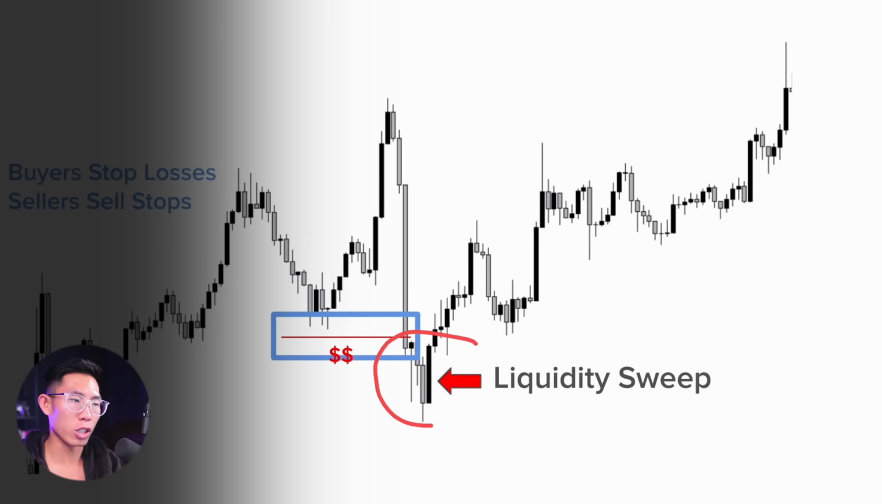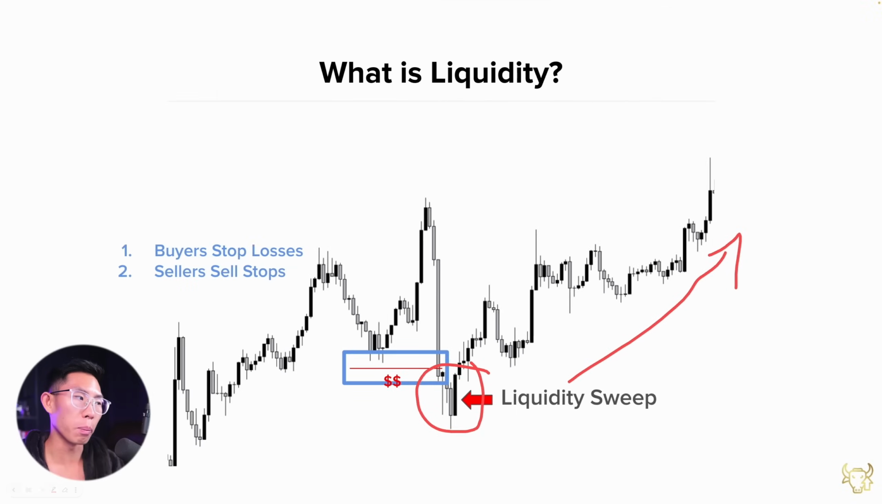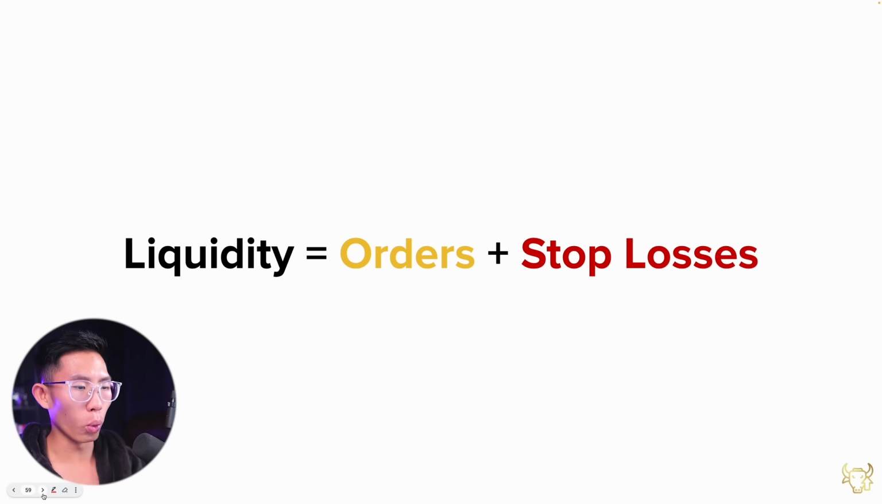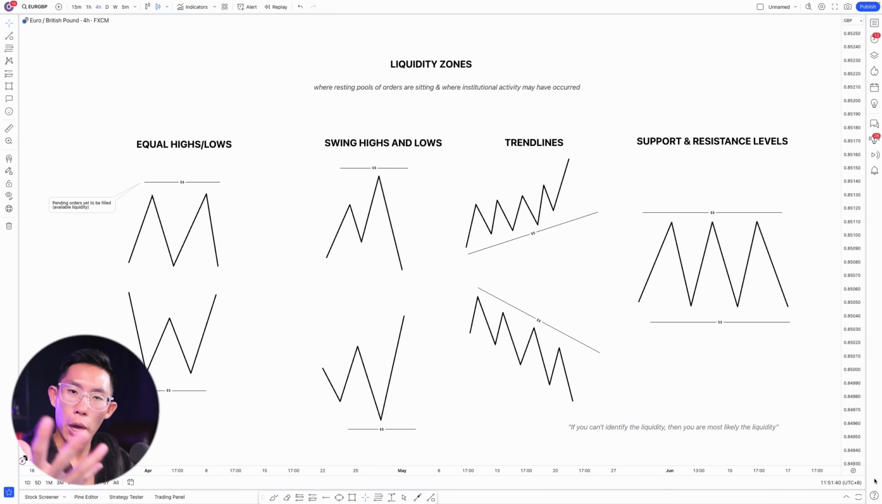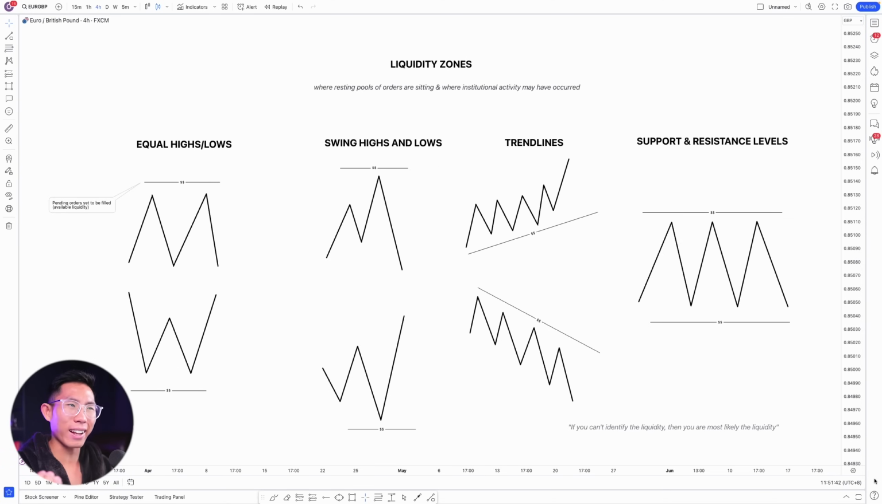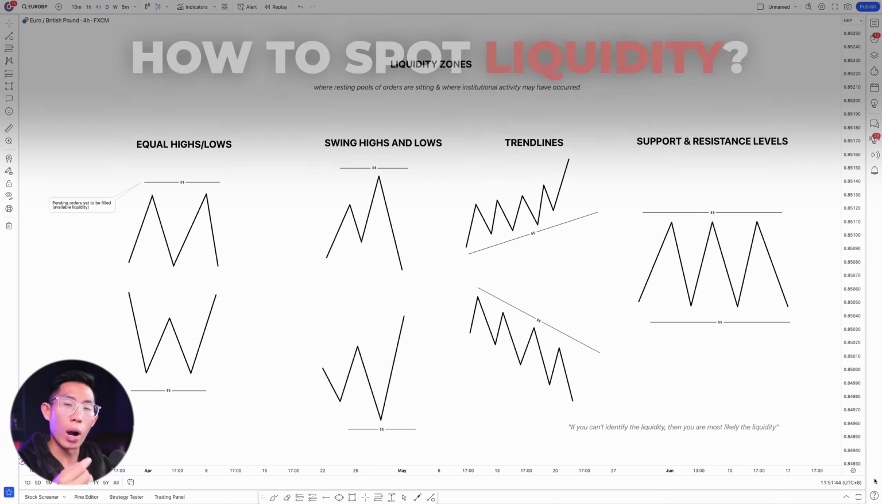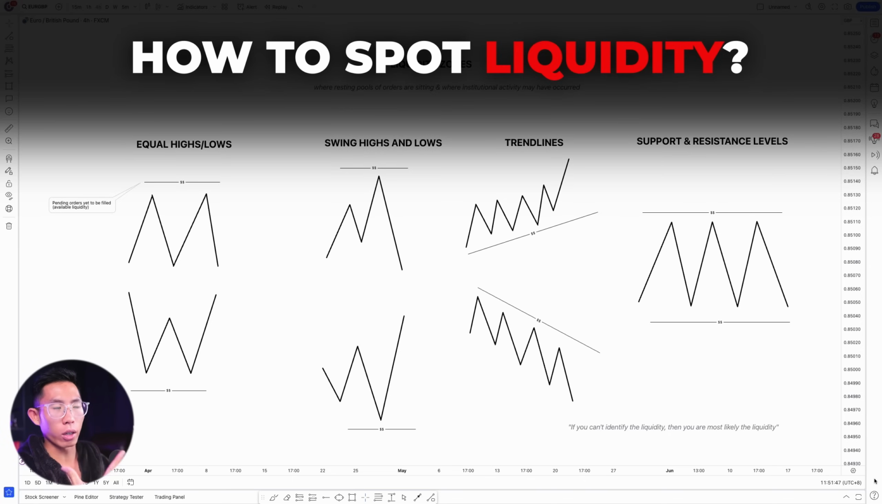Where price has already created that liquidity sweep, come down here, grab all the liquidity before fueling the up move right here and continue heading back up. Now, quite simply put, liquidity is basically pending buy or sell orders plus stop losses. Now, the question becomes, how do you exactly spot liquidity when you are trading? And that is where the concept of liquidity zones come in.